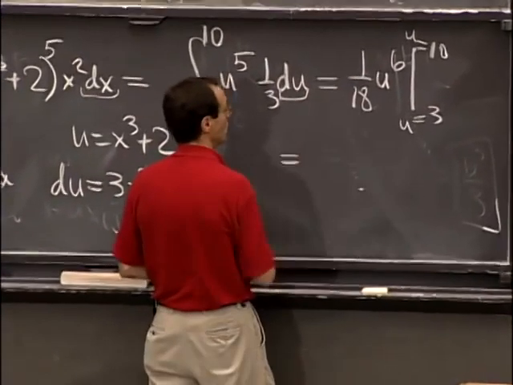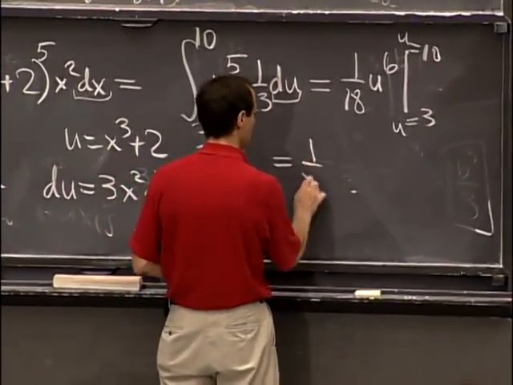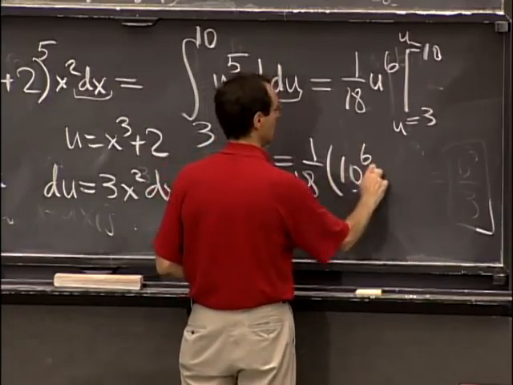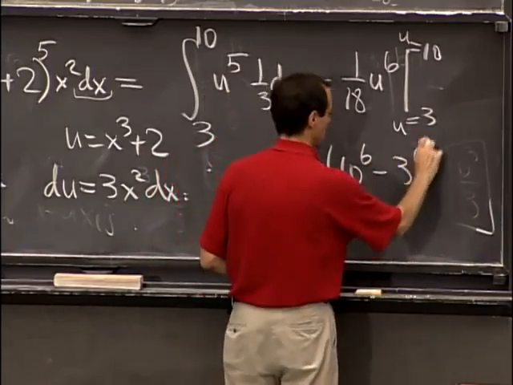And so here we go. It's 1/18 times some ridiculous number, which I won't calculate, 10 to the 6th minus 3 to the 6th.